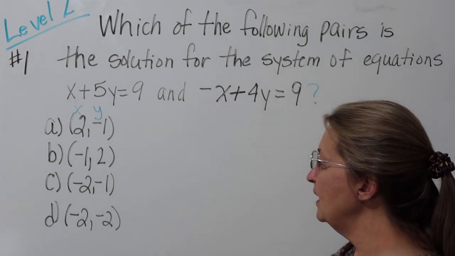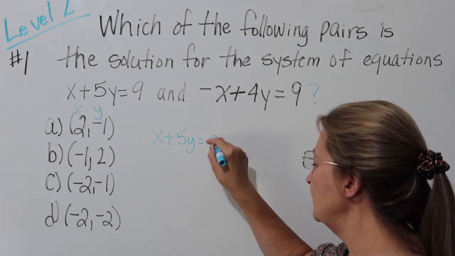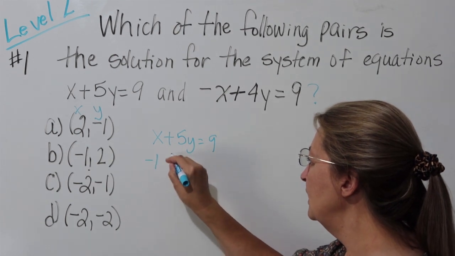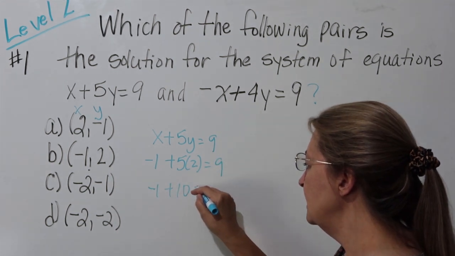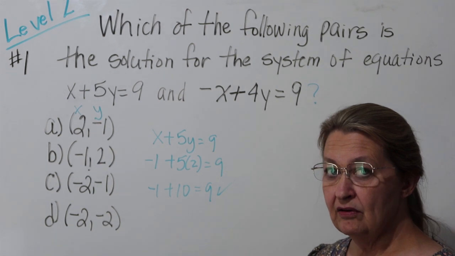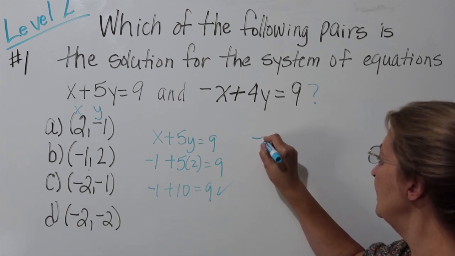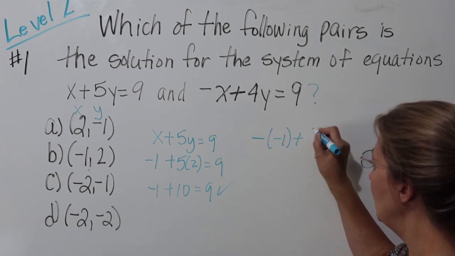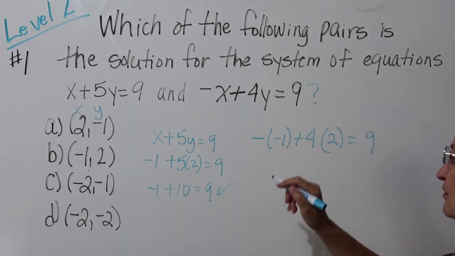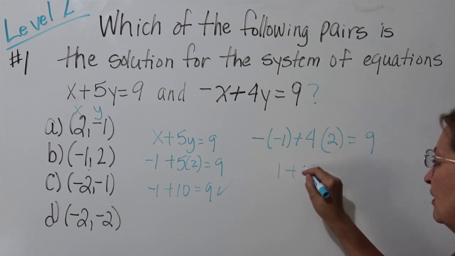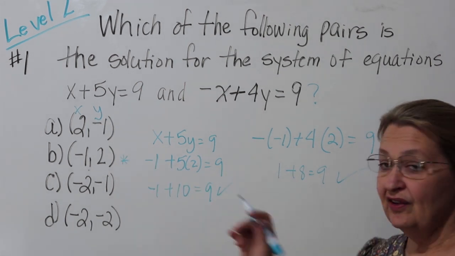So let's substitute this second pair into this equation. So I had x plus 5y equals 9. I'm going to substitute negative 1 and 5 times 2. So negative 1 plus 10 is equal to 9. Alright, it works there. So let's plug it into this equation now. When I plug negative 1 in here, I've got negative 1 plus 4 times 2 equals 9. Negative times negative is positive, so you have 1 plus 8 equals 9. That works here also, so that would pick that one.